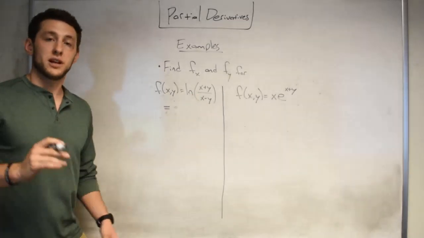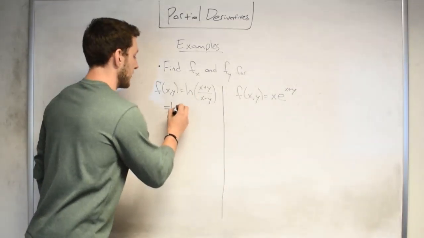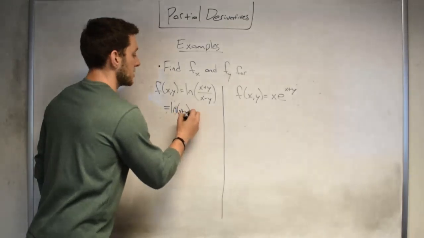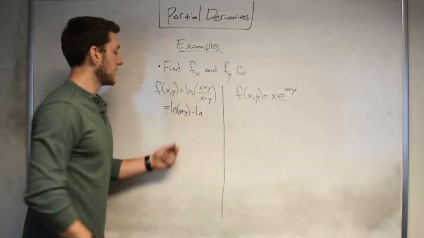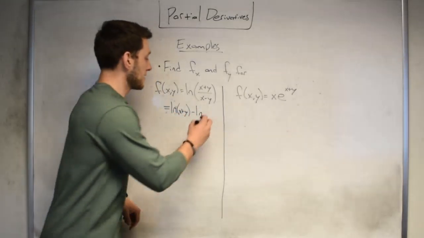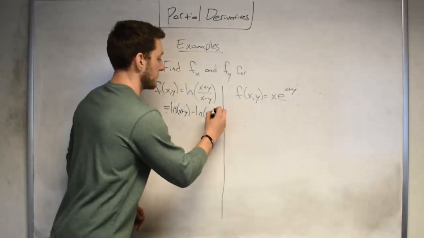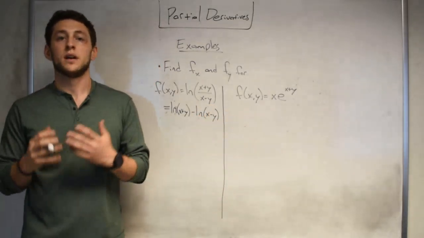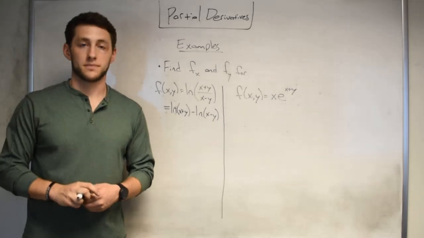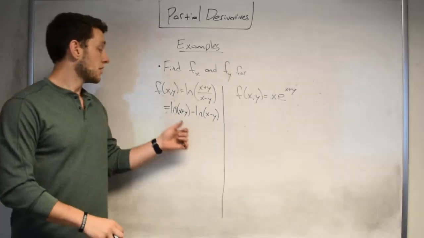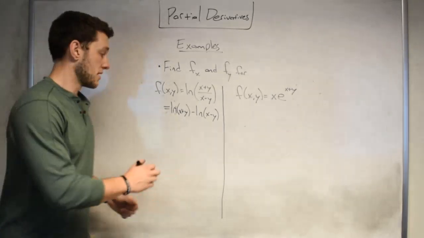Since I have division on the inside, this will simplify to subtraction on the outside: the natural log of x plus y minus the natural log of x minus y. That's all the simplifying that we can do. From here, notice that we're going to have two log rules.